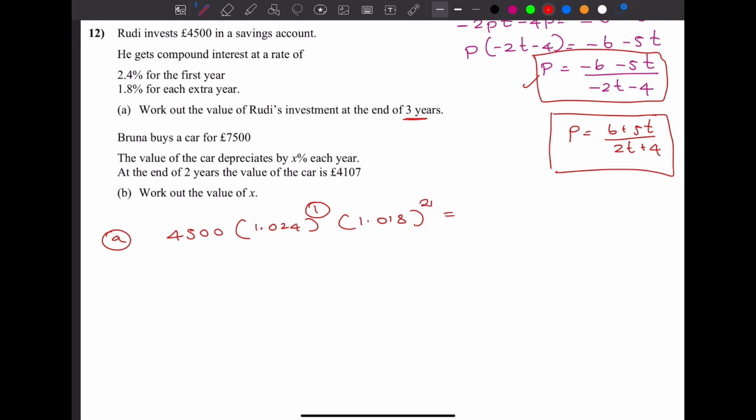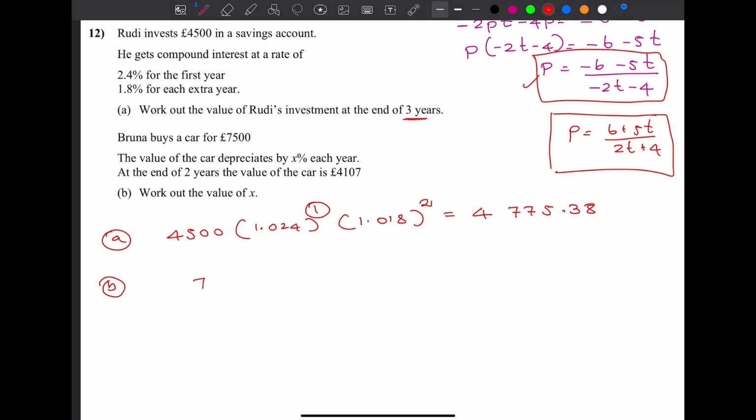Then your answer should be, let's see, 4,500 times... Answer to 2 decimal places: 4,775.38. 2 decimal places because it's a money calculation. Part B, always learn to do it in 1 line. Don't bother doing it in 2 lines. It's just a waste of lines and time at that point, isn't it?